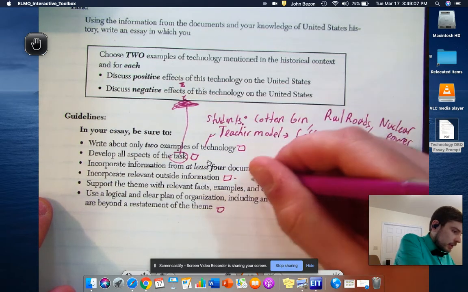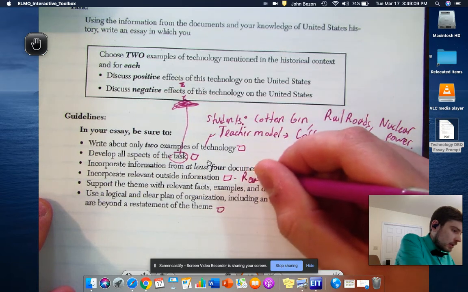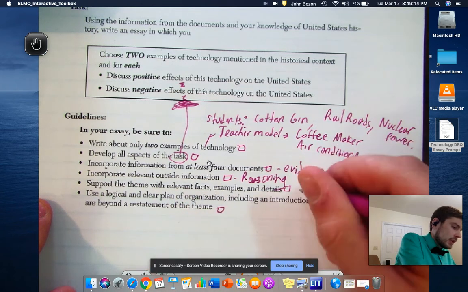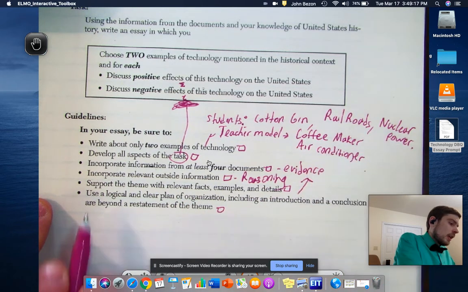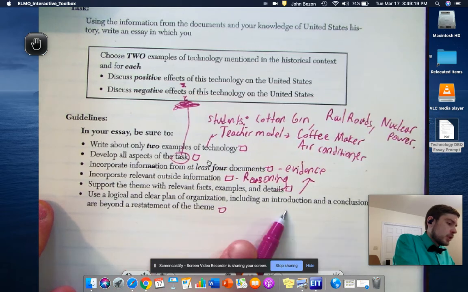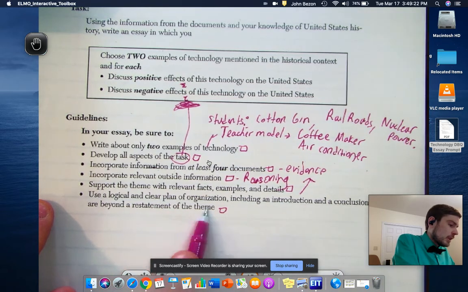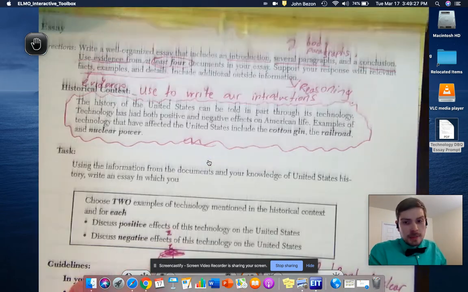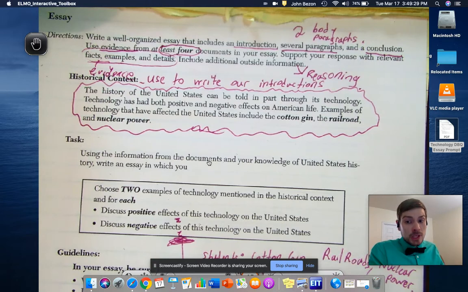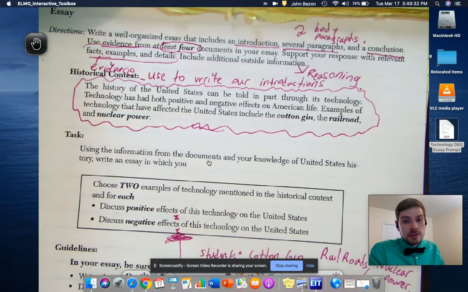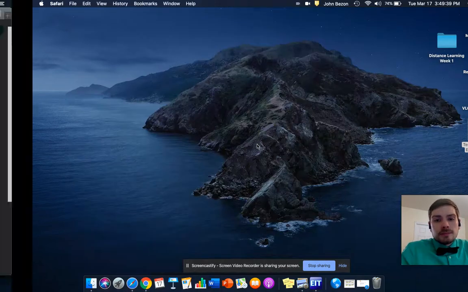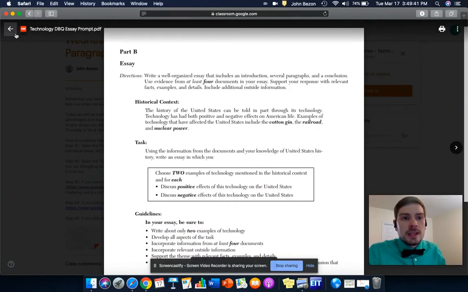Incorporate relevant outside information, reasoning. Support the theme with relevant facts, examples, ideas that also is evidence. And then use a logical and clear plan of organization, including an intro and a conclusion that are beyond a restatement of the theme. So basically just follow the rubrics, keep an eye on this prompt, and make sure you're talking about the positives and negatives about each piece of technology. All right, so we've got that down. Exit that. So that is our prompt page.